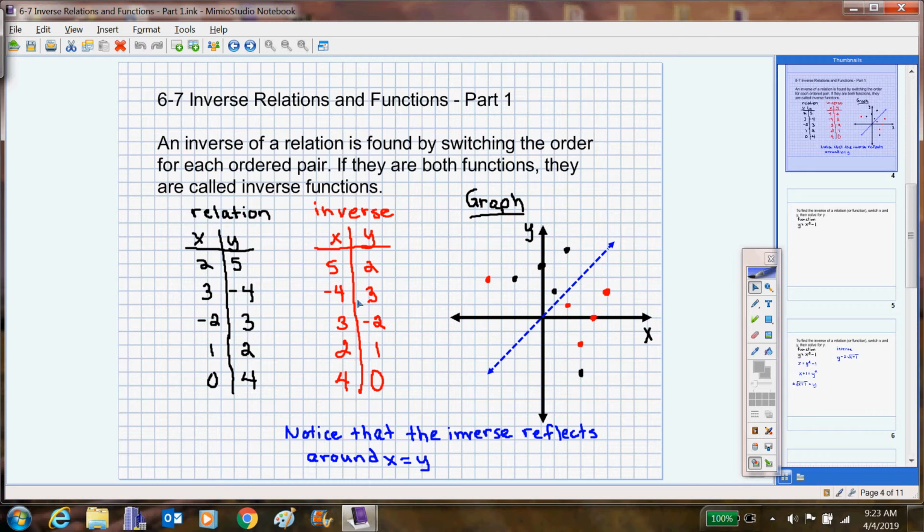But what we can also do is we can run that process when you're given a relation, you're given a function. You can find its inverse, and the inverse will be a relation, but that inverse may not necessarily be a function. So we'll take a look at an example. I don't have a whole ton of examples for you today, but just enough for you to understand what's happening and then be able to practice with your homework.